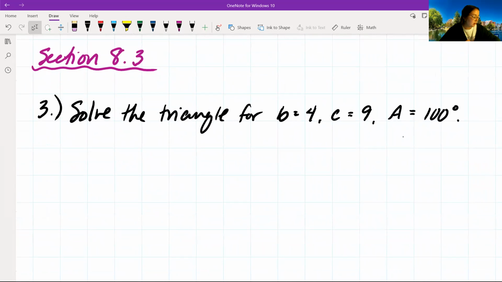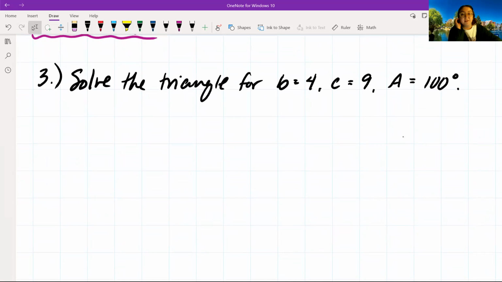All right, section 8.3, we want to solve the triangle for B is equal to 4, C is equal to 9, and capital A is equal to 100 degrees. So for section 8.3, we use the law of cosines a lot, and what we've determined is that you don't necessarily need a picture of a triangle. With things like law of cosines, you don't have to have the picture as long as you have values. If drawing out a picture helps, then by all means, draw that picture.